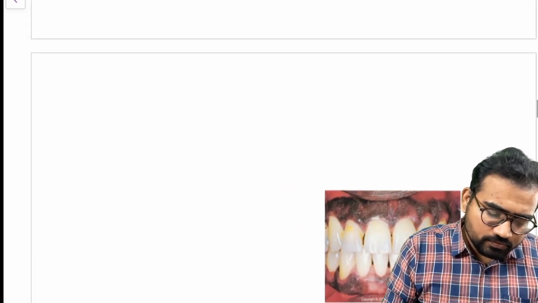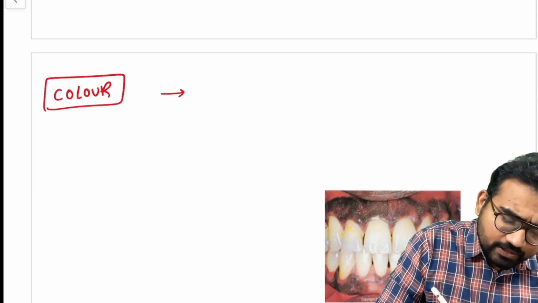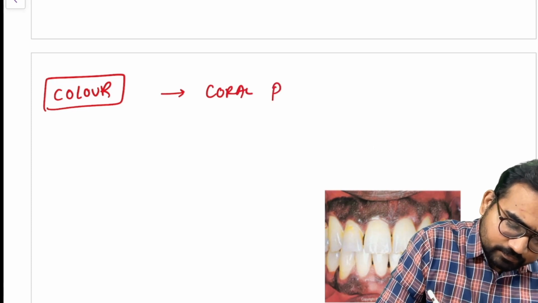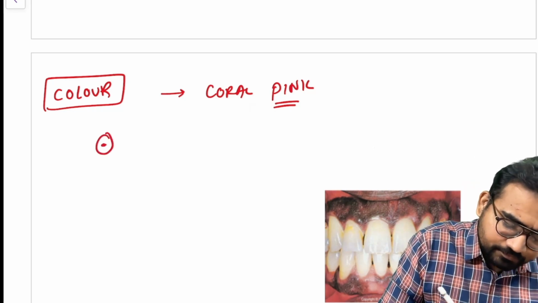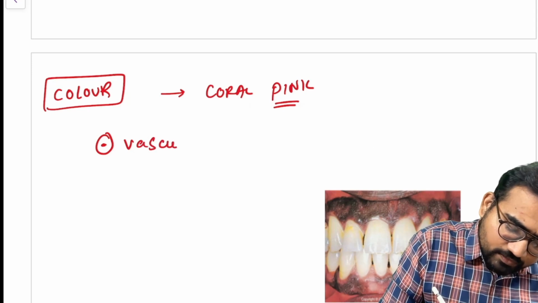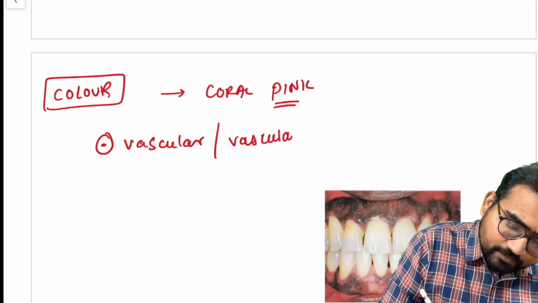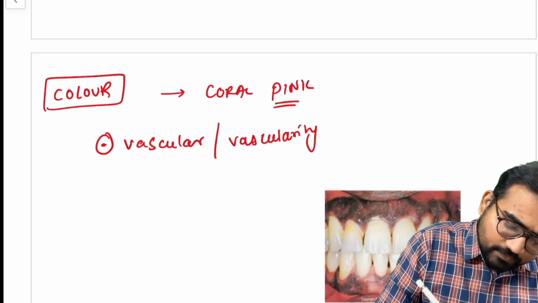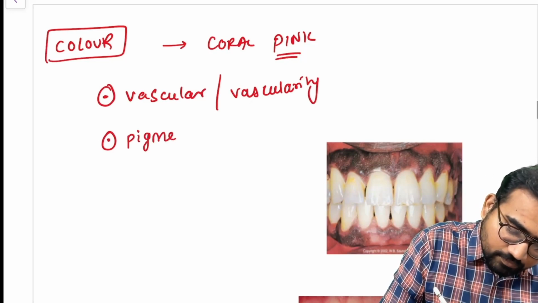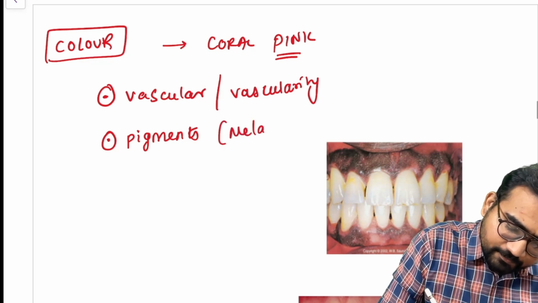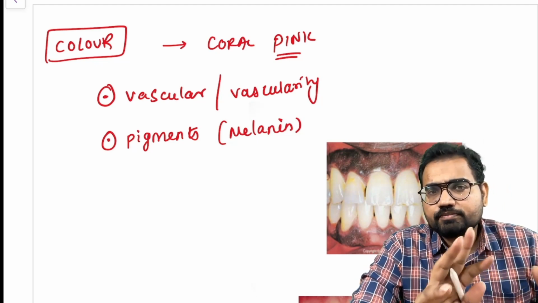So now coming to the color of the gingiva. Normally the color will be coral pink. Okay, the color, if you see, depends upon the vascularity and the pigments. What pigments? Especially melanin. So take a look at how these two vary.